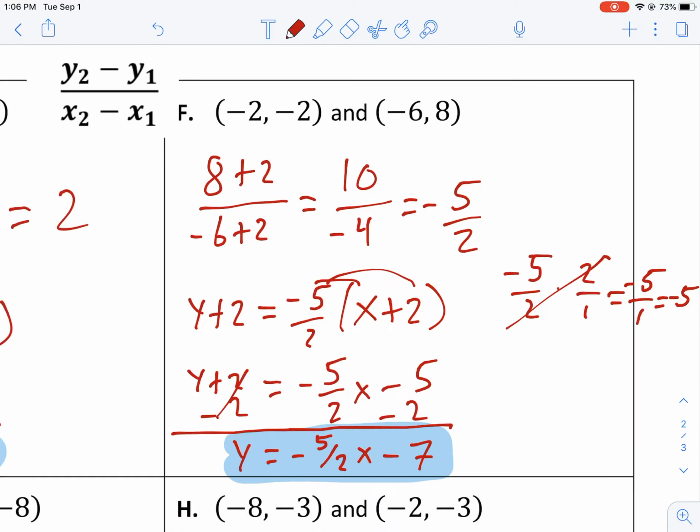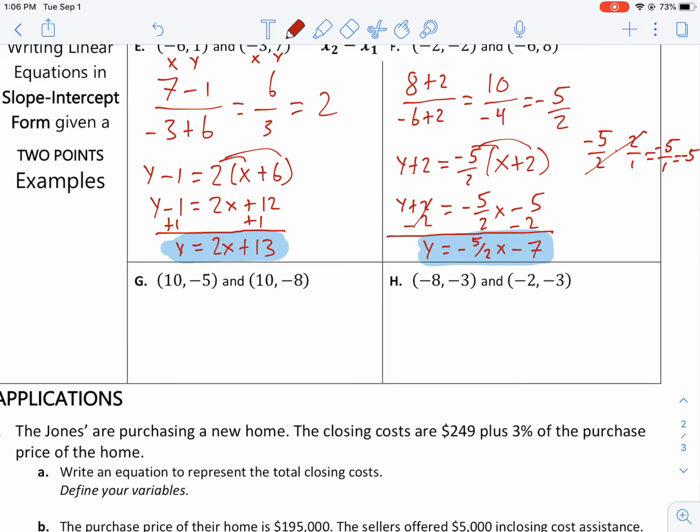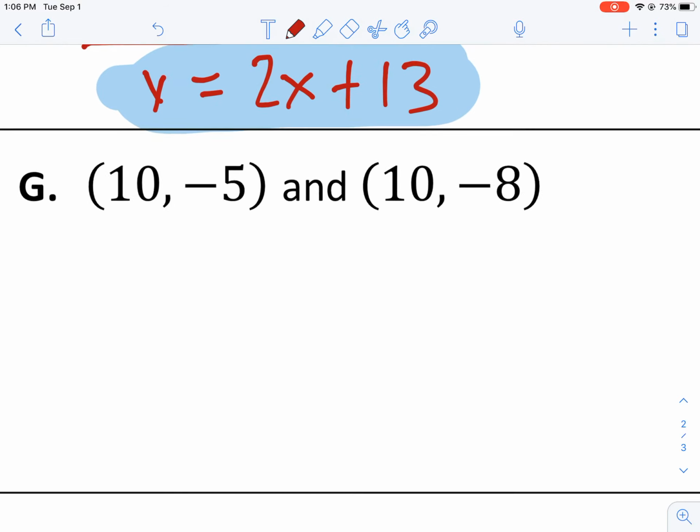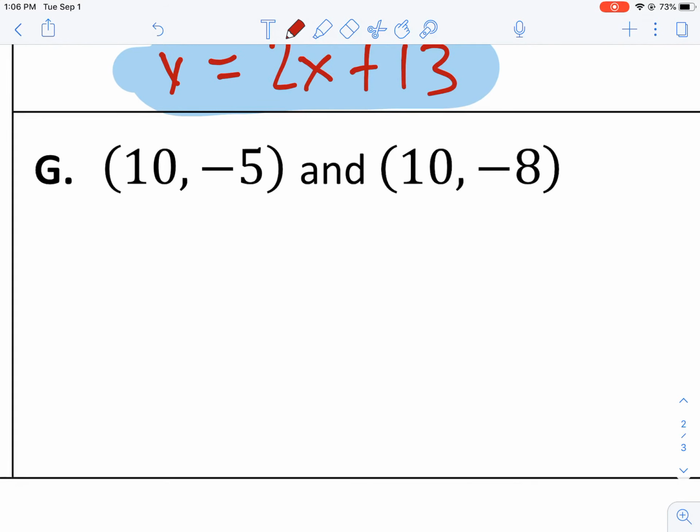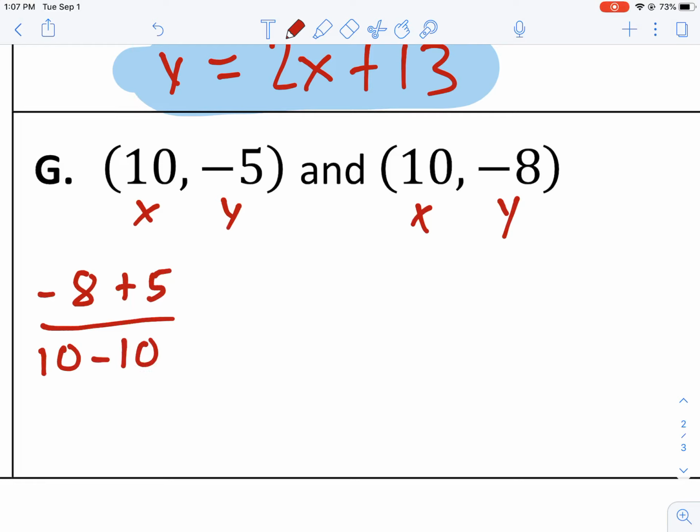Whew, okay. So we have 2 more to do, all right? We have g and we have h, so we're going to keep chugging along, doing the same thing that we did above, all right? We need to use our slope formula. So our y values are -8 and -5, so we've got -8 plus 5, right? Because that's subtracting a negative becomes a plus. For our x values, we've got 10 and 10, so I'm going to do 10 minus 10.